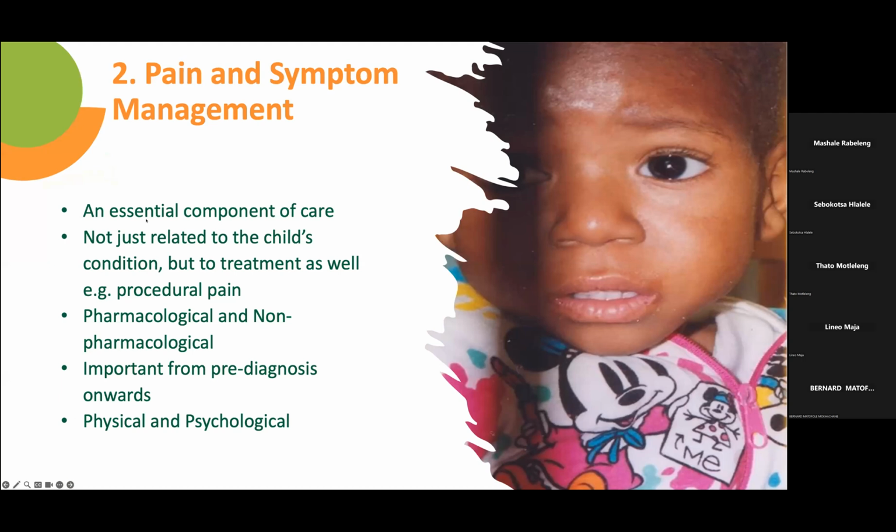Of course, pain and symptom management is an essential component of care, but that's not all that we do. But managing pain, managing symptoms is so important. And crucially, it's not just related to the child's condition, but to the treatment as well. Let's not forget procedural pain, the pain of taking blood, the pain of giving injections. Let's think about pharmacological and non-pharmacological pain and symptom management.